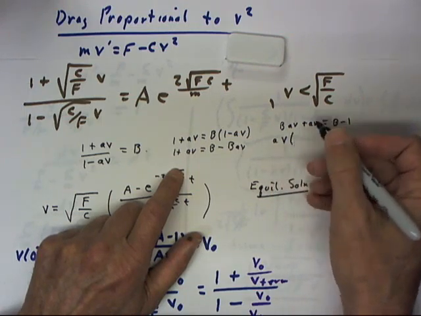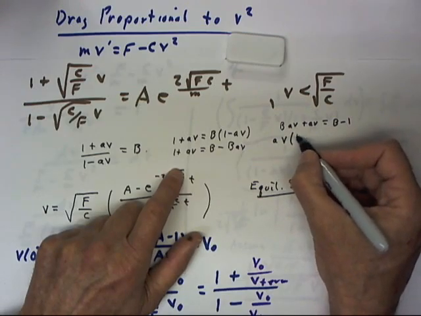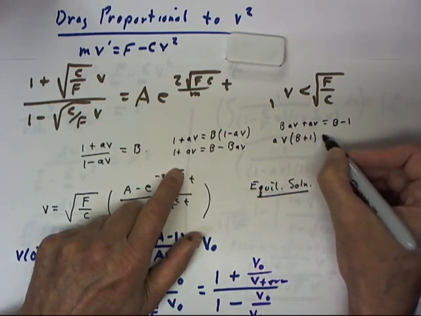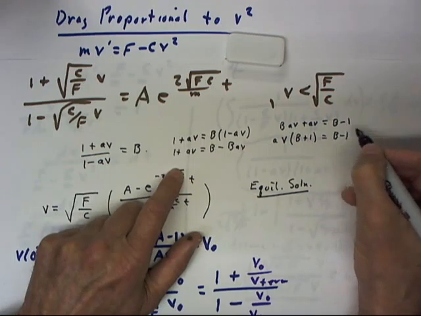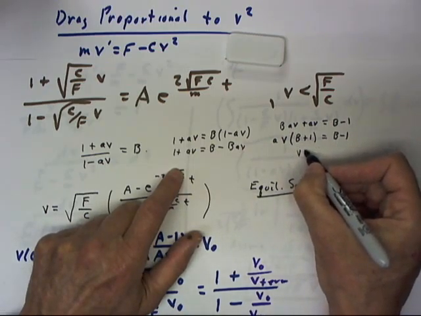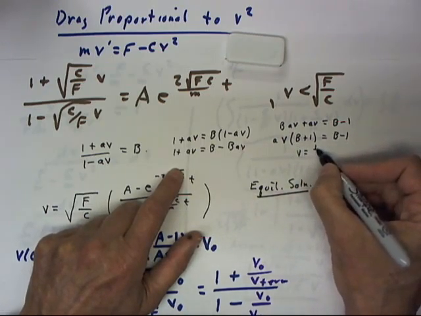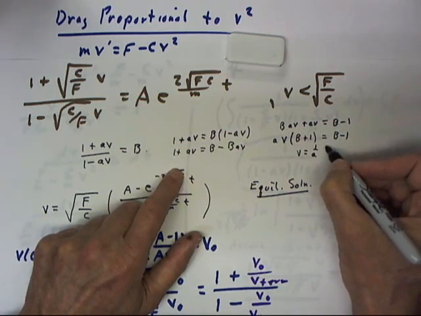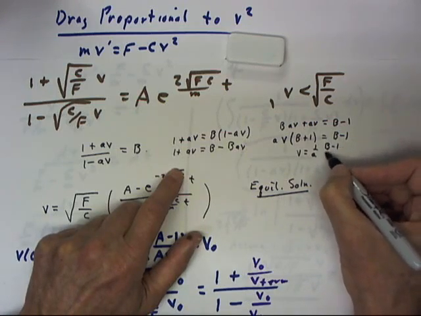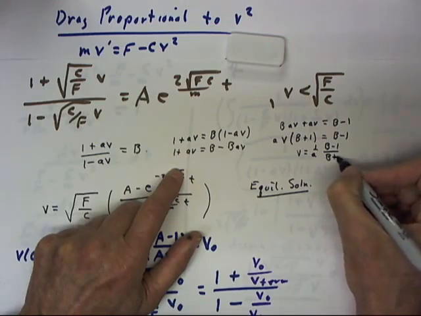Factoring the v out of both sides, we have v, and we'll factor out the A as well, and then that's multiplied by B plus 1 equals B minus 1, so that v equals 1 over A multiplied by B minus 1 over B plus 1.